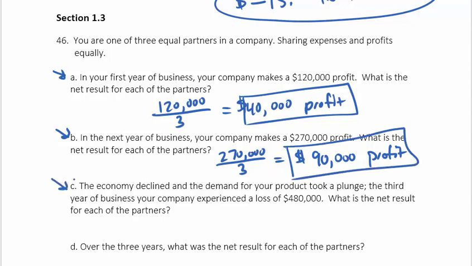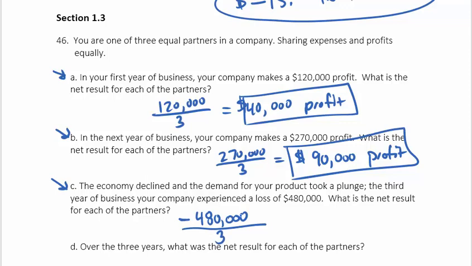Question C. The economy declined and the demand for your product took a plunge. The third year of business, your company experienced a loss of $480,000. What is the net result? Well, that's no good. So we're going to take this $480,000, but it's a loss, so we've got to treat that as a negative value. We can no longer say that we lost all this money and that we're still going to be making money here. We're losing money, so that value has to be negative.